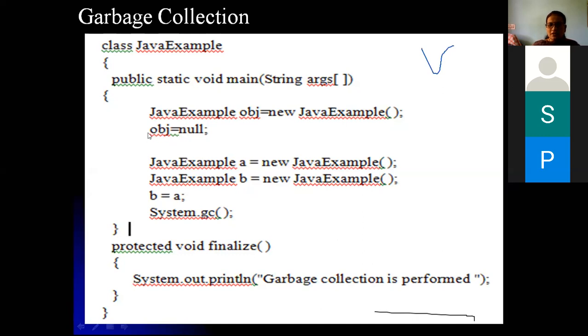In one more case, here you can see Java example A and B, we have created two different objects, as I have done with Mohammed and Ali. B is equal to A. So A is also pointing to B, and B is also pointing to B. Now A's memory will get wasted. Here we are explicitly setting it to null, but here we are assigning it to another object.